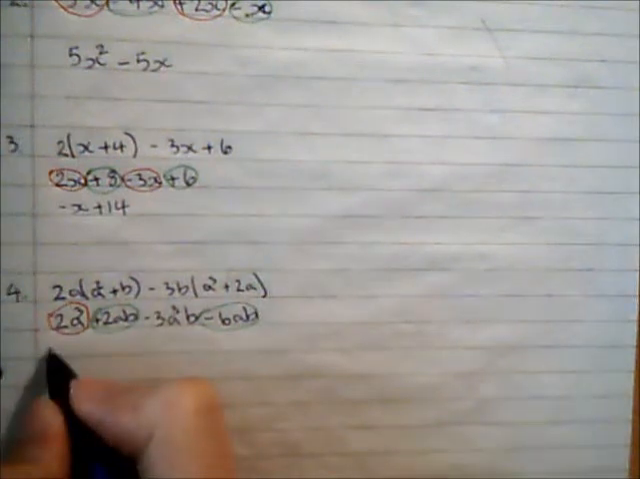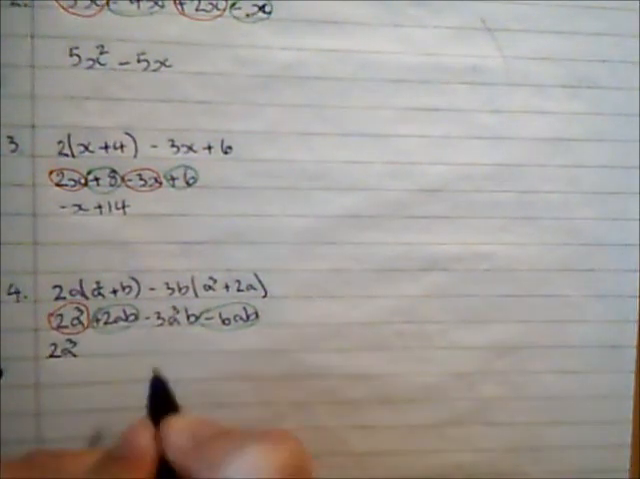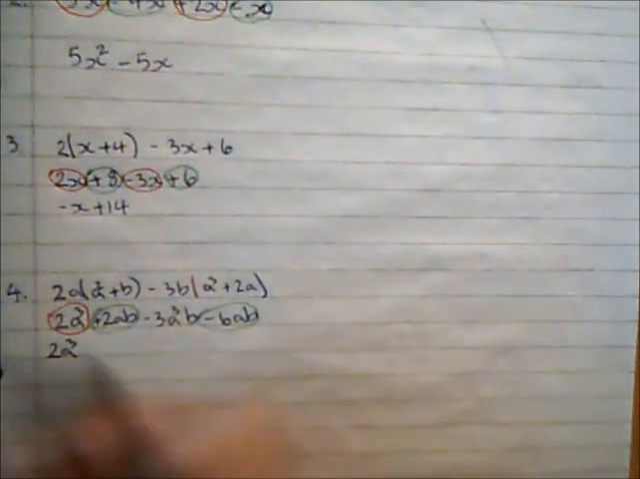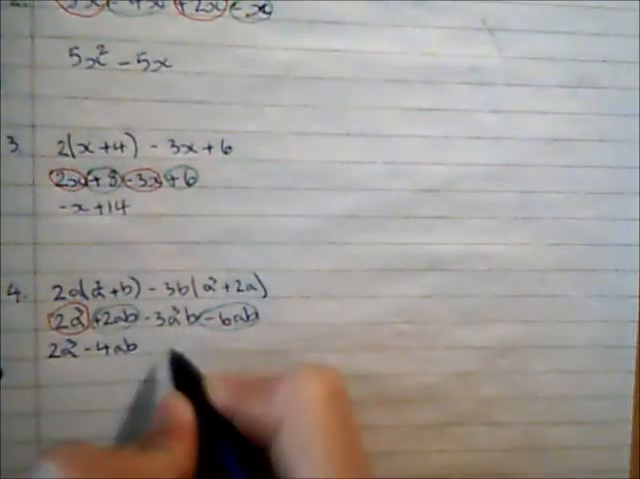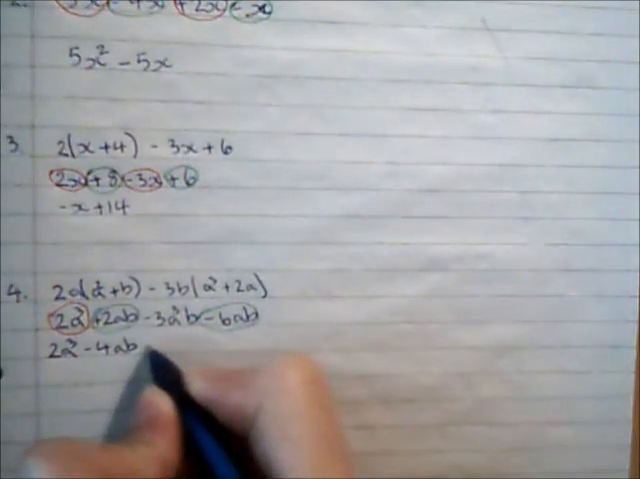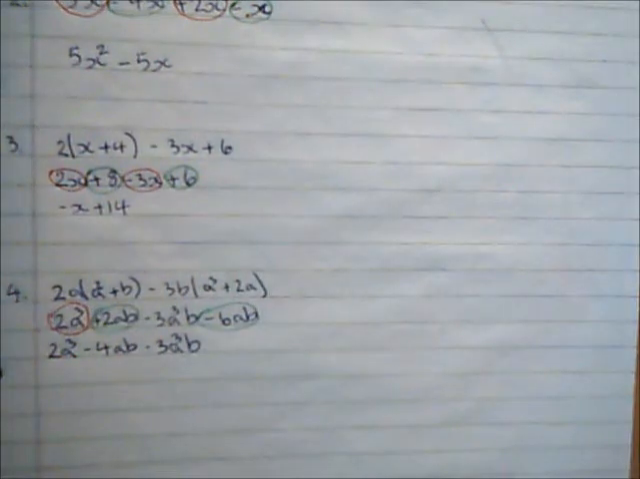So if I look at the red circles, I've just got 2a cubed. If I look at the greens, I've got 2ab subtract 6ab, so that's negative 4ab, and then I've got negative 3a cubed b, and now I have simplified that as fully as I can.